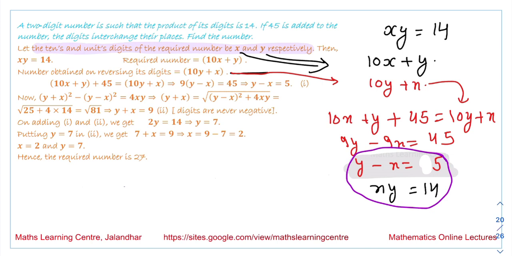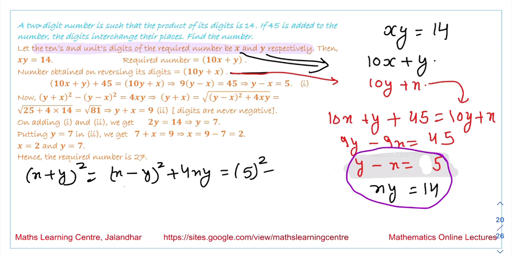And to solve this kind of problem, one method is using the quadratic equations that we will study in our next lecture, and second, we can use this formula: (x plus y) whole square is equal to (x minus y) whole square plus 4xy. So this is equal to 5 square plus 4 into 14, that is 25 plus 4 into 14, that is equal to 81.